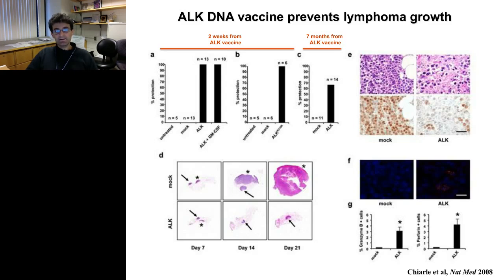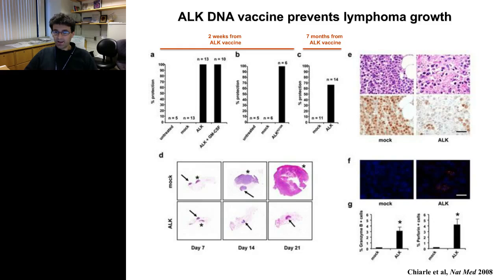And what is important is that this protection was very long-lasting because in some experiments we vaccinated the mice exactly in the same protocol, so 2 DNA vaccines within 2 weeks. And then we just waited for 7 months, and then we challenged the mice after 7 months. And you see that the protection is still very high. It's not 100% anymore, but it's still 70%. So it means that even with one single round of vaccination, you can obtain a very long-lasting immune protection.